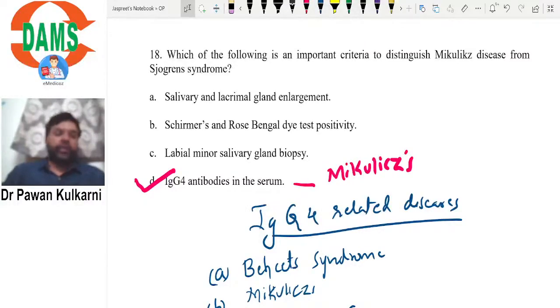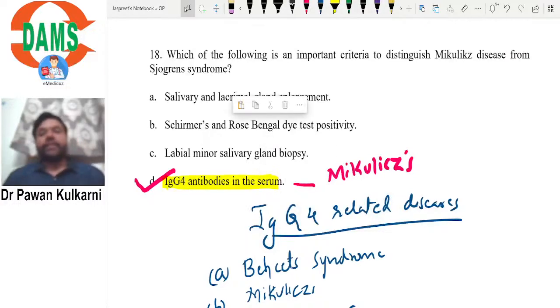So even though labial minor salivary gland biopsy is a specific test for Sjogren's, you can also see that in Mikulicz. So you have to remember that the IgG4 level is very important here to differentiate, because only in Mikulicz will the IgG4 level be raised, which will be normal in case of Sjogren's.